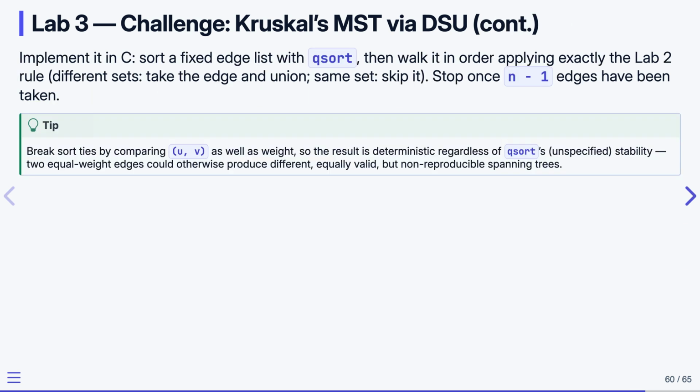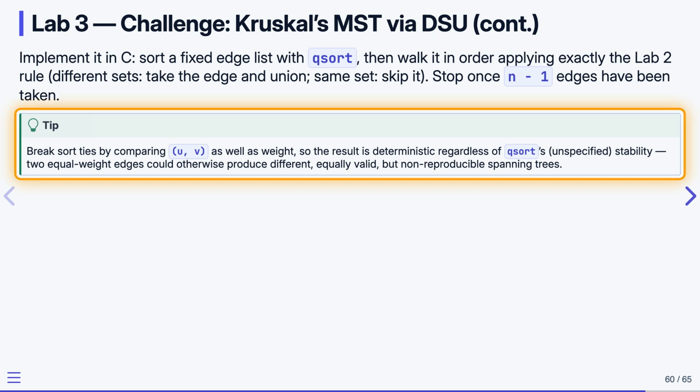Now implement it in C. Sort a fixed edge list with qsort. Then walk it in order, applying exactly the Lab 2 rule. If the endpoints are in different sets, take the edge and union them. If they are in the same set, skip it, and stop once n-1 edges have been taken. One tip that matters for reproducibility. Break sort ties by comparing u and v as well as the weight. Qsort stability is unspecified, so two equal weight edges could otherwise produce different spanning trees on different runs. Both would be valid, but they would not be reproducible. Pause and give it a try.